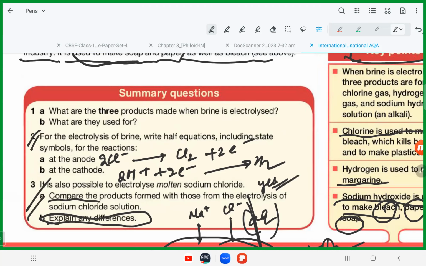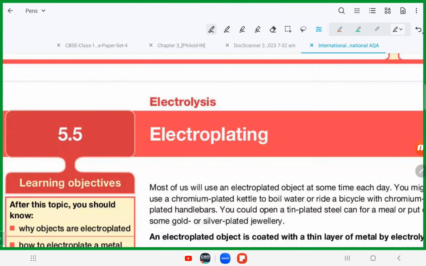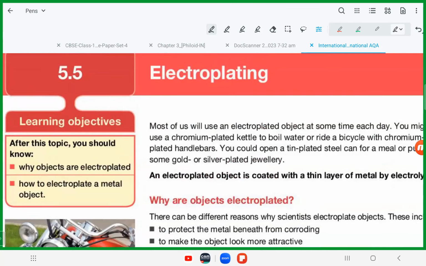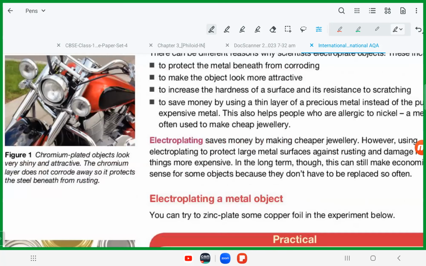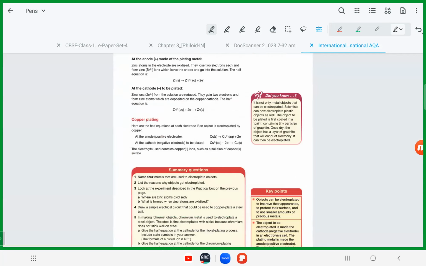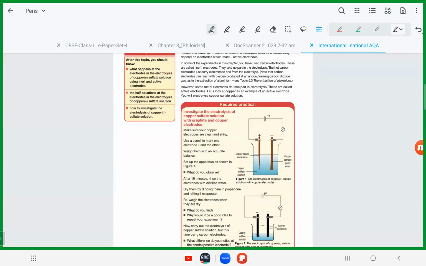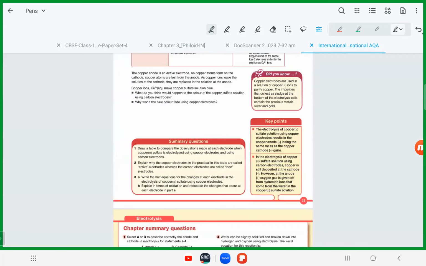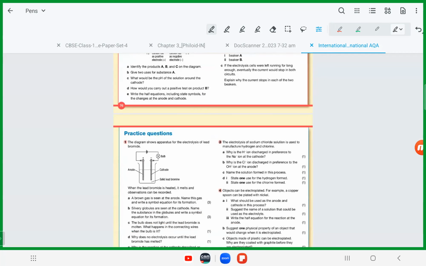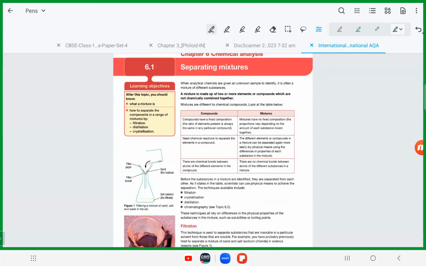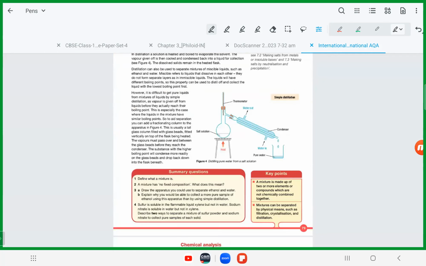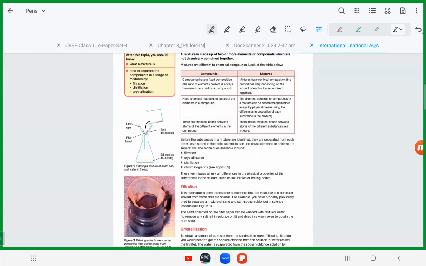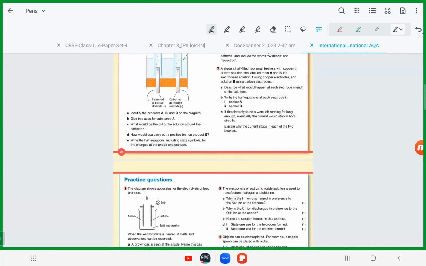Yes. Very good. Up next we are having electroplating. This is electroplating. Then electrolyzing copper sulfate solution. Then this is going to be over. Then it is coming separating mixtures. So two chapters we are studying daily. So next class, the two chapters will be over. So can we continue or what should I do?